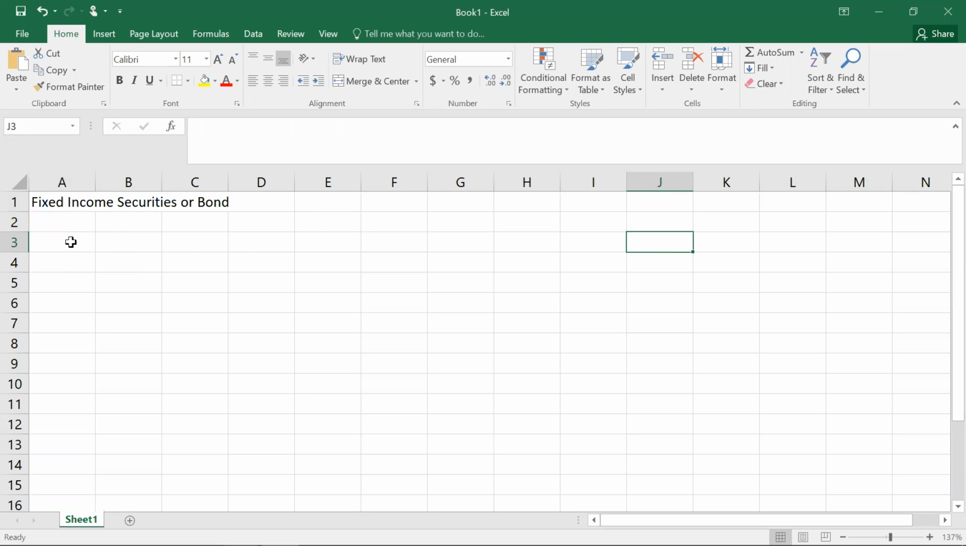Now, suppose I am talking about a bond whose face value or par value is, suppose, 100. The coupon of this bond is, suppose, 10%, and the term or the maturity of this bond is, suppose, 3 years.